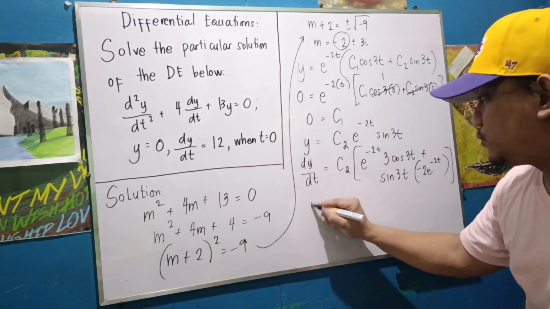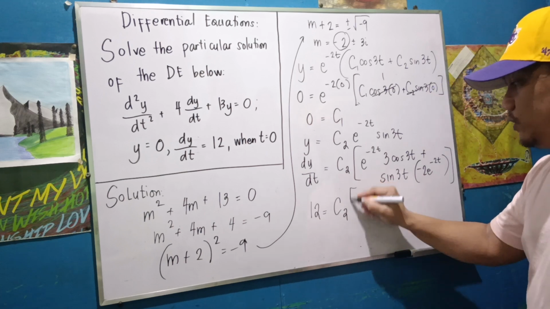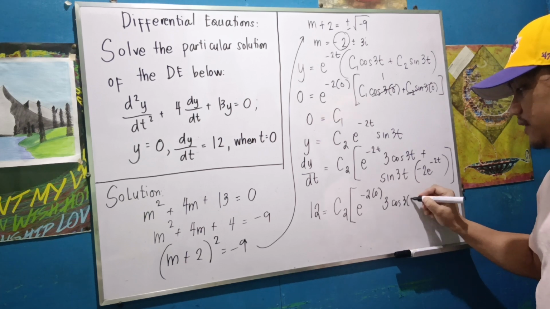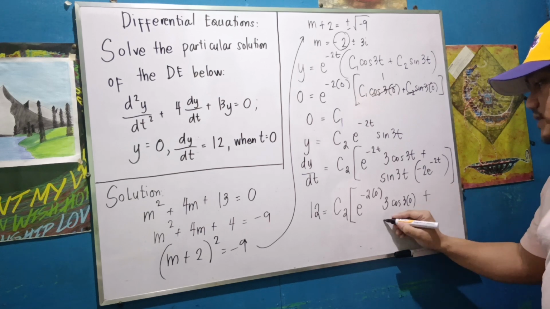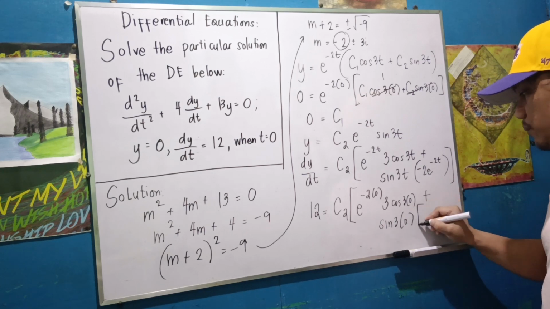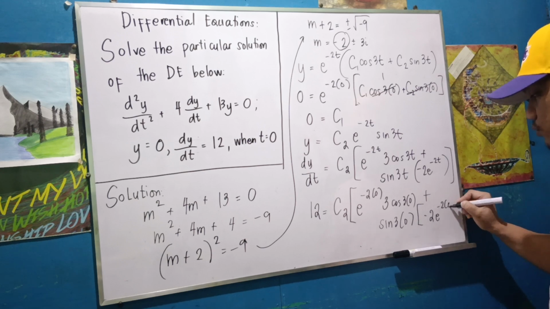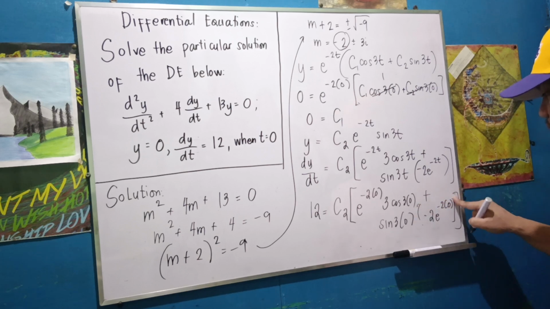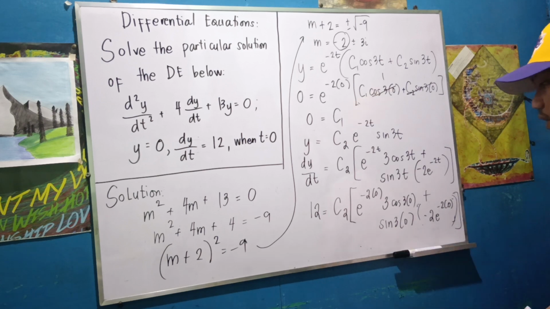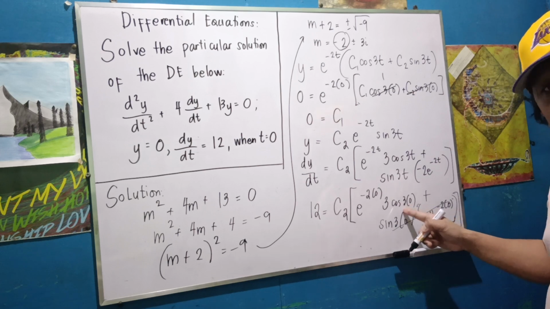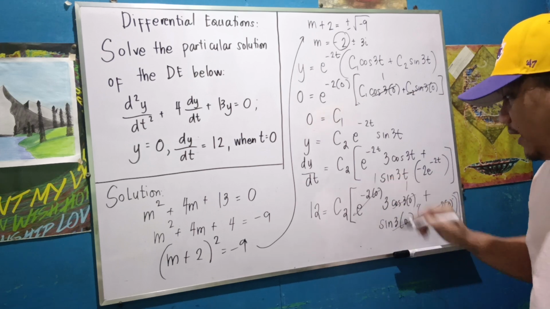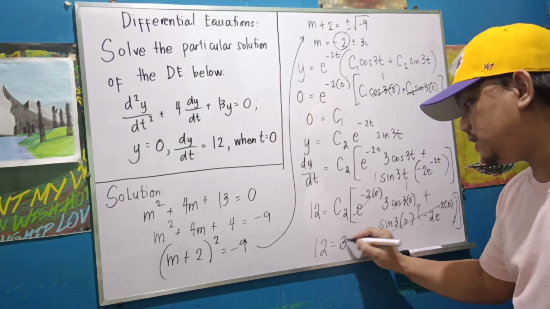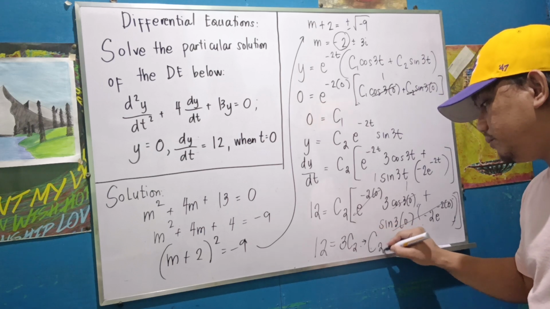So dy over dt is 12. So 12 equals c sub 2 multiplied by e raised to negative 2 times 0 multiplied by 3 cosine of 3 times 0, mga idolo, plus sine of 3 times 0 multiplied by negative 2 e raised to negative 2 times 0. So gawin natin itong parenthesis. Sorry mga Lodi Cakes. Medyo mahaba. Basta alam natin na ang sine 0 is 0. So ito, mawawala na yan. Cosine 0 is 1. e raised to 0 is 1. So c2 times 1 times 3 times 1, that is 3. So we have 12 equals 3c2. And then we have c2 equals 12 divided by 3.